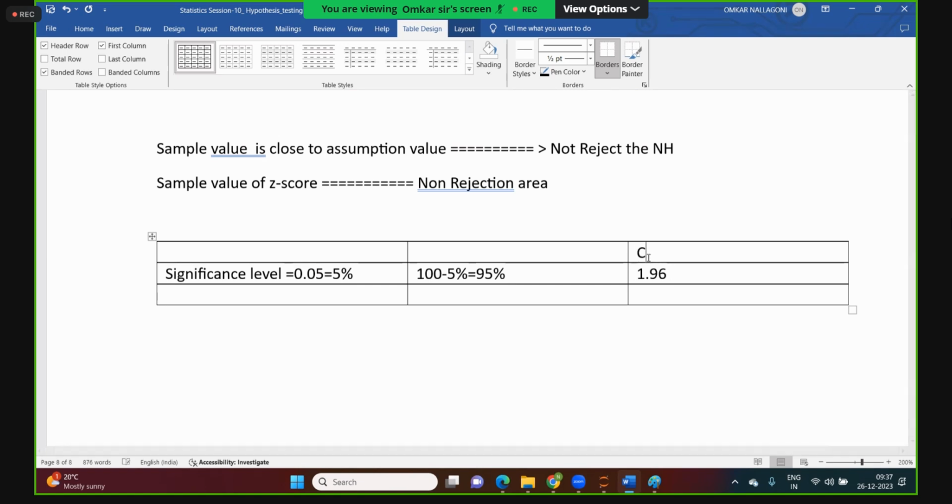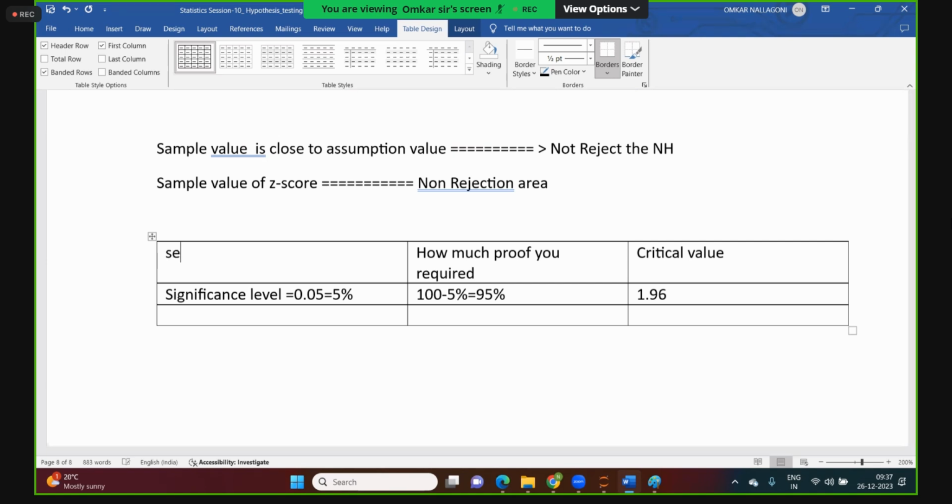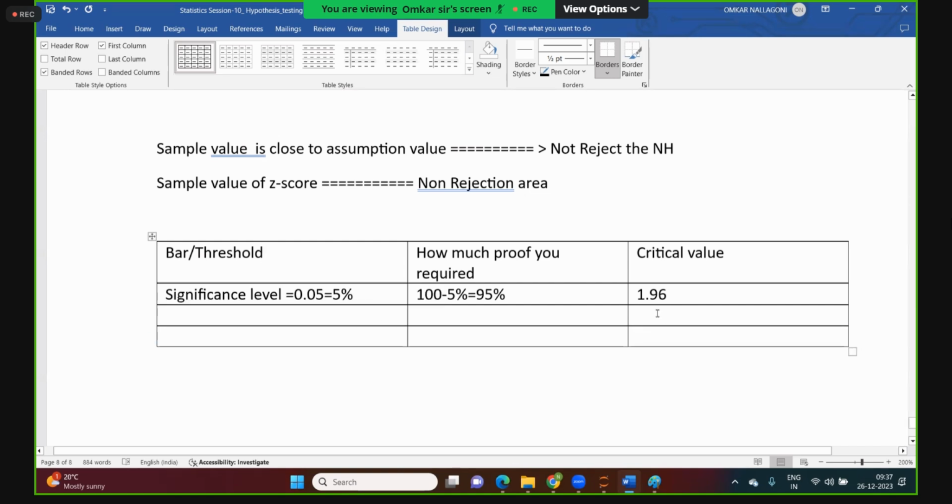This we call the critical value. After the significance level, how much evidence, how much proof do you require? This you are setting up as a bar, or threshold, or whatever you want to call it. So with significance level 0.05, you require 95% proof, the critical value. Now here you also get an observed value.